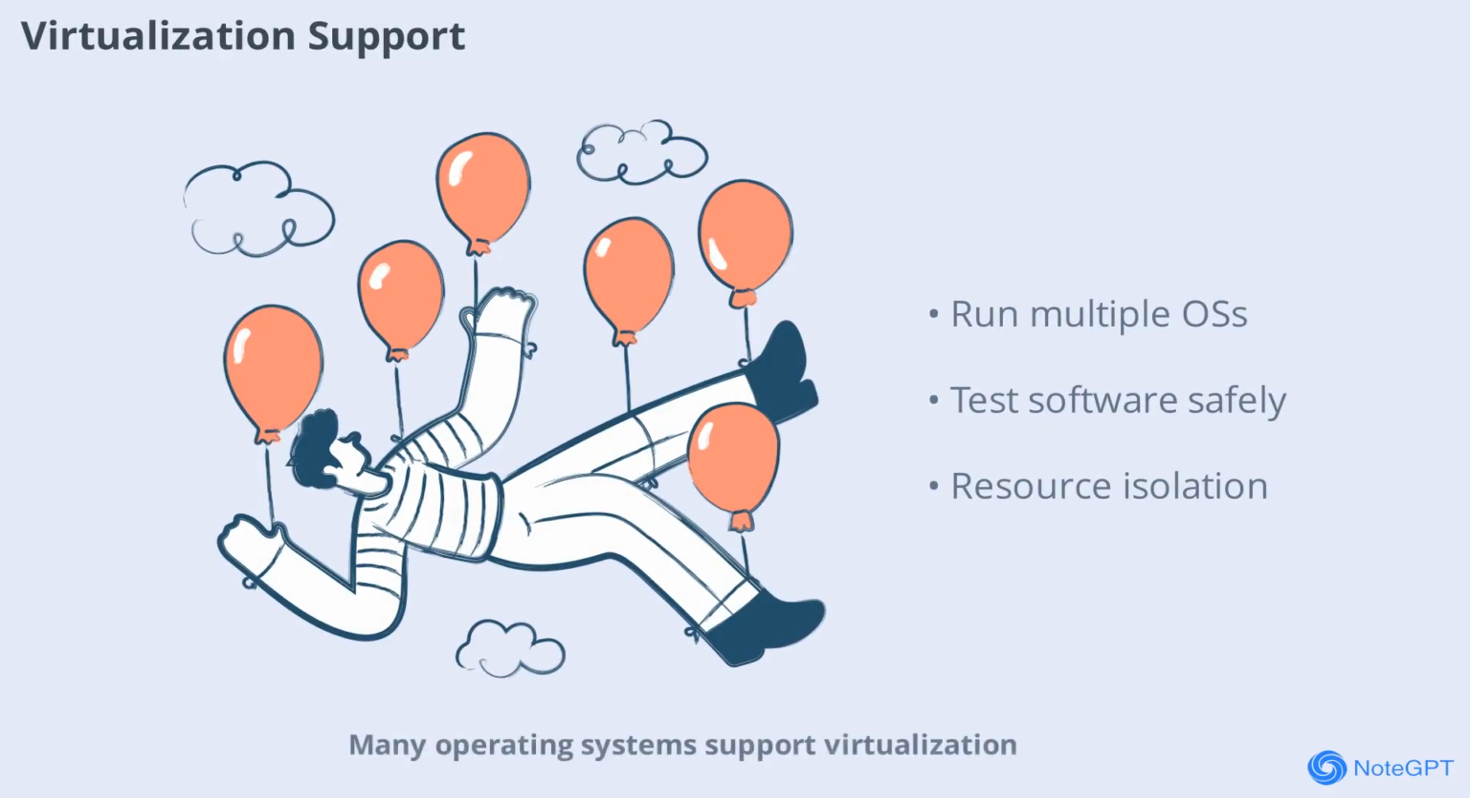Many operating systems support virtualization, allowing you to run multiple OSs on a single device. This is useful for testing software, running legacy applications, or separating work and personal environments. The OS manages virtual machines, allocating resources and ensuring isolation between them for security and stability.